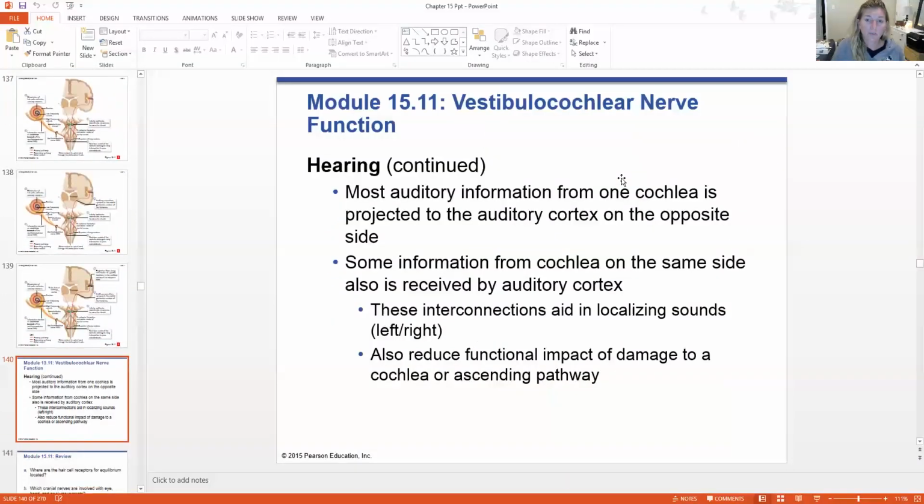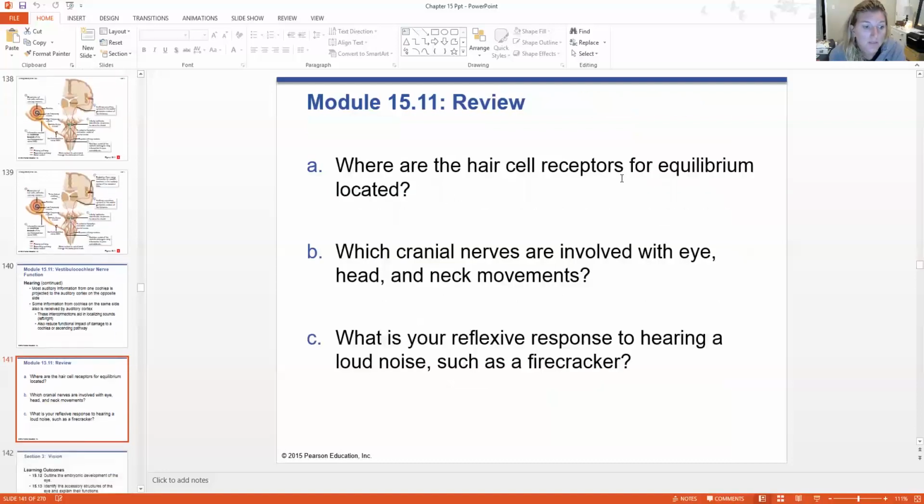Most of our auditory information from one cochlea is projected to the auditory cortex of the opposite side, just like visual, just like everything else. Some information from the cochlea on the same side is received by this auditory cortex. So these interconnections aid in localizing sounds from left to right and reduce the functional impact of damage to a cochlea or ascending pathway. You can pause the video here and review these 3 questions.